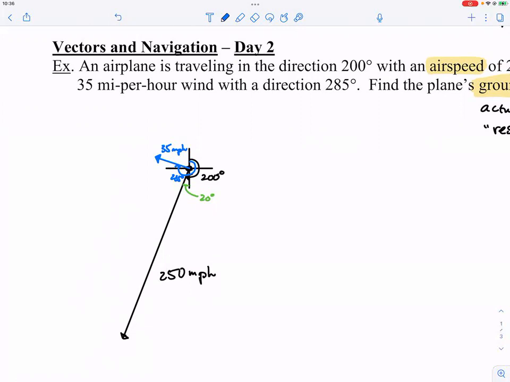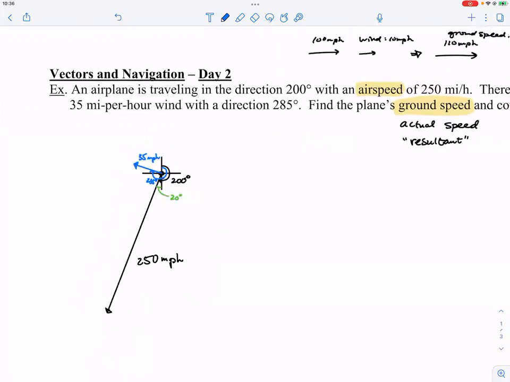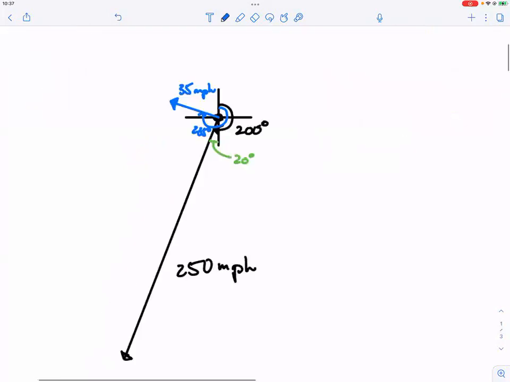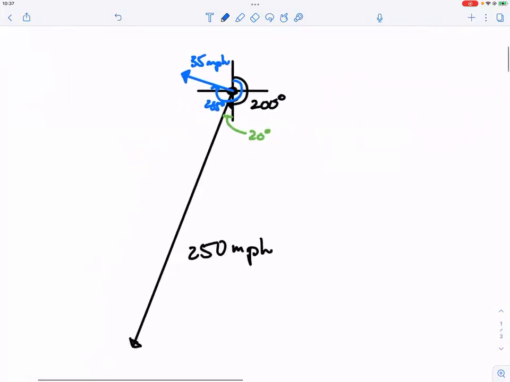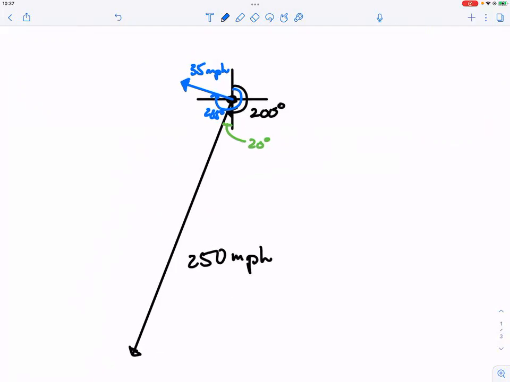And again, we want to find out the ground speed. That means we want to find out the resultant. So how do we find out the resultant? Well, we have two vectors. If I want to find the resultant of two vectors, what must we do? What must we do?